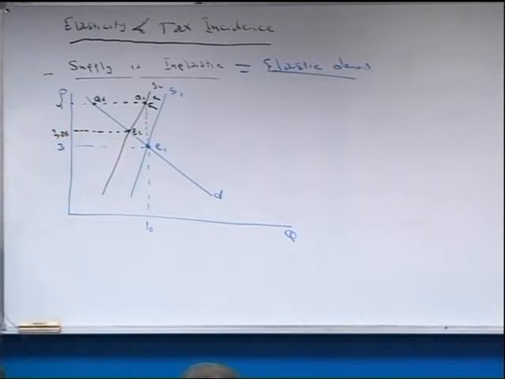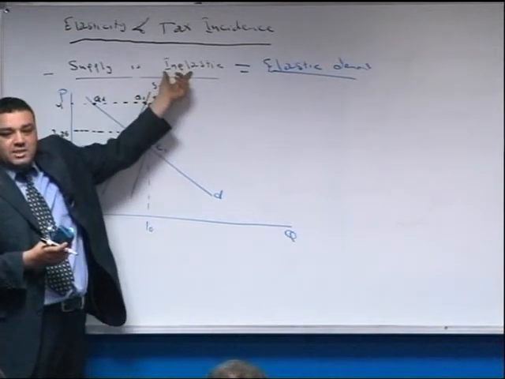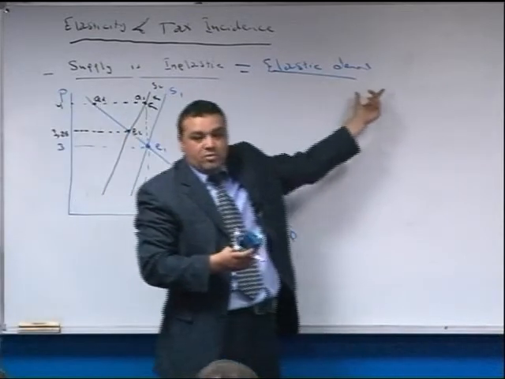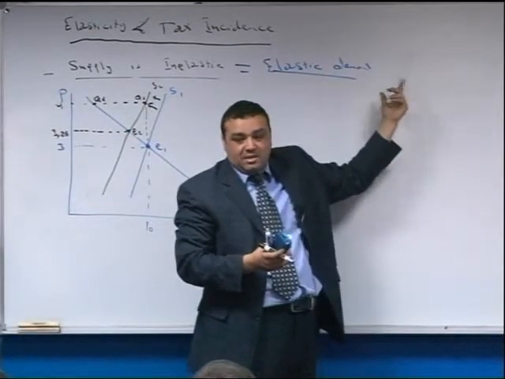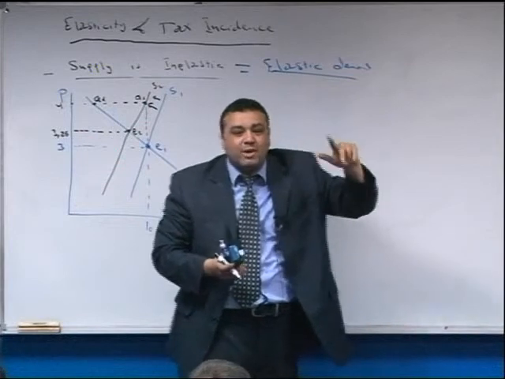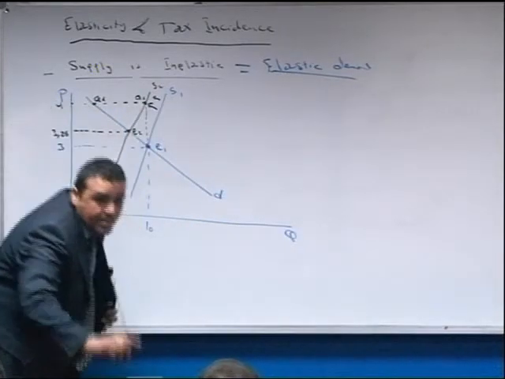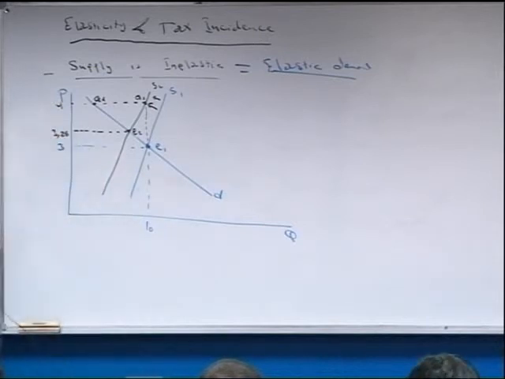So as you see, in this case, when supply is inelastic, it has the same effect as elastic demand. In this case, the producer will bear the most of the tax burden, and the consumer, as you see, bears the least of the tax burden.